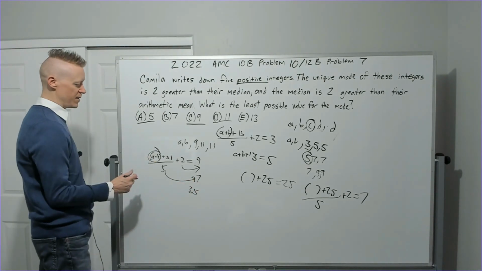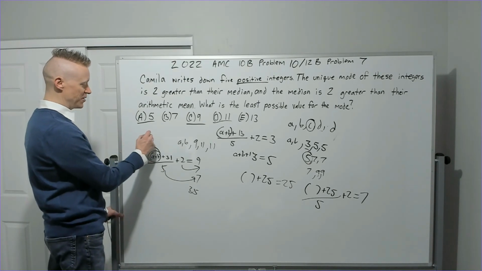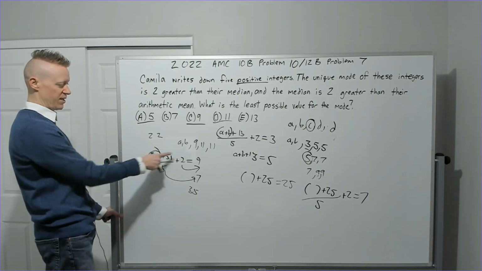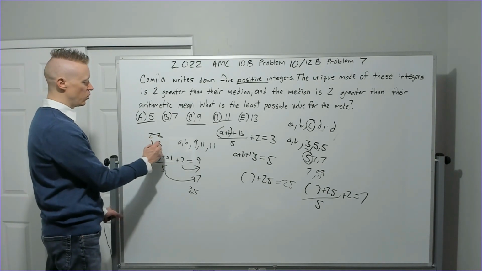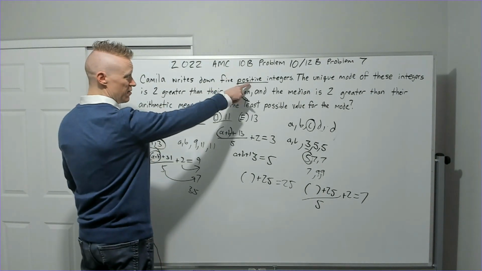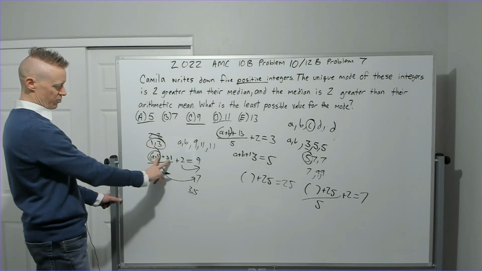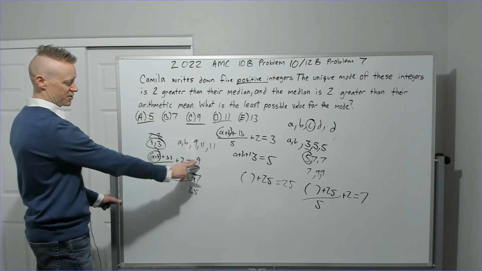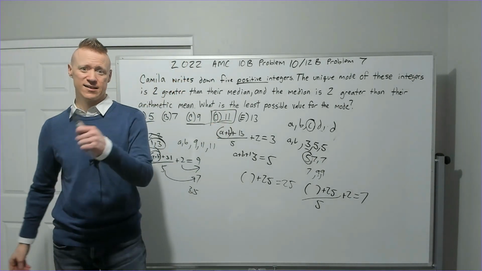A and B have to be unique. Keep in mind, if they both had to be 2, for instance, this wouldn't work because you wouldn't have a unique mode. Okay, but they could be 1 and 3. There are places for different positive integers for A and B. So if they're 1 and 3, you get 35 over 5 is 7 plus 2 is 9. Checks out. Answer D, 11. Let's get to the next problem.